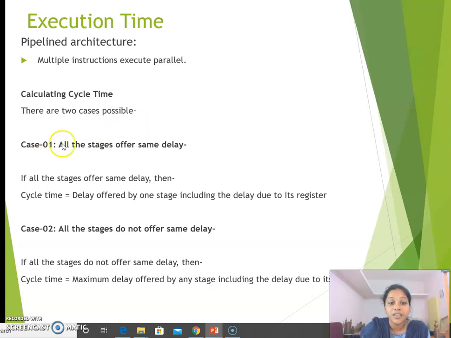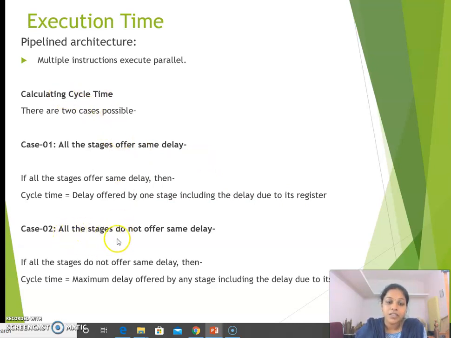So if all the stages are taking the same delay, which means the same time, the total cycle time will be the delay offered by any one stage, because every stage is offering the same delay, which includes the delay due to the registers. That is, the delay due to the buffer which we have inserted in between. So the cycle time, in case all the stages have the same time lapse, is one stage delay plus the delay offered by the latches, the buffer that we have inserted. That is the formula for calculating the cycle time.